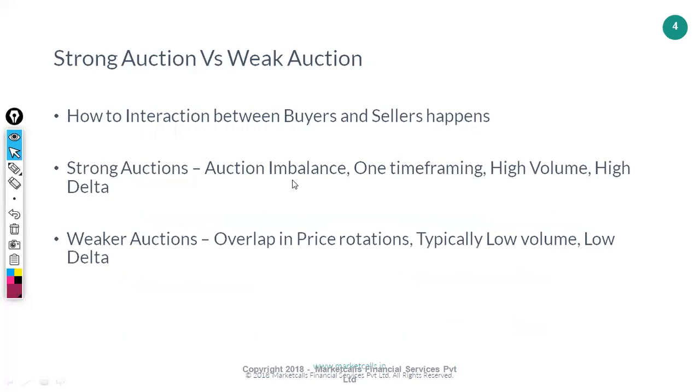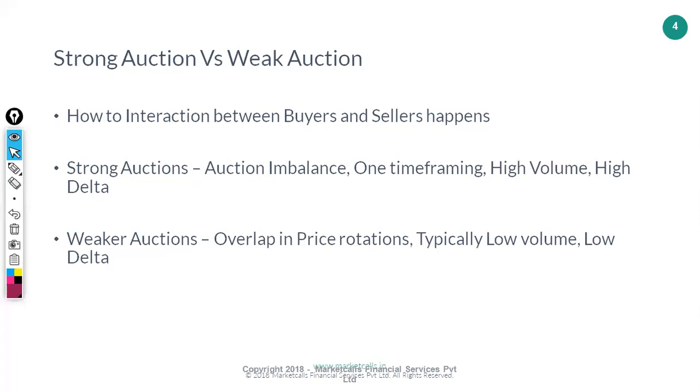A strong auction, how we can differentiate, is that we'll try to understand how the interaction between the buyers and sellers is happening. Typically, a strong auction will be an auction imbalance. You'll be seeing a cluster of momentum buying or a cluster of momentum selling, which is a sign of a strong auction. And typically, you'll be seeing high one-time framing, high volume, and high delta. All these are signs of stronger auctions. A weaker auction is something where you'll be seeing an overlap in the price rotations, typically low volume or low delta. So these are the signs of a weaker auction. These are, again, core foundation principles of order flow.